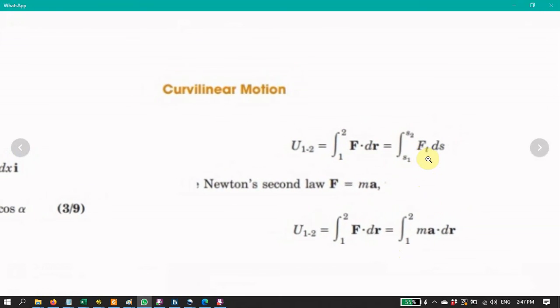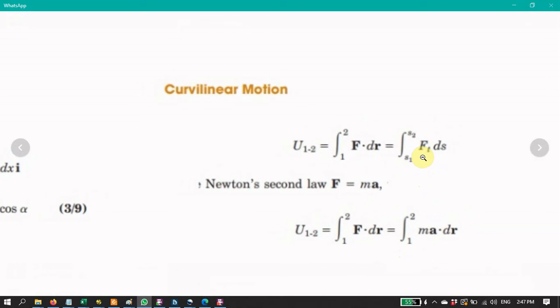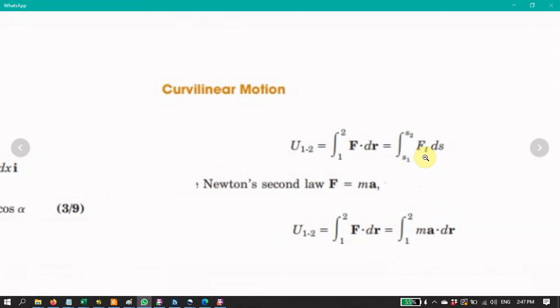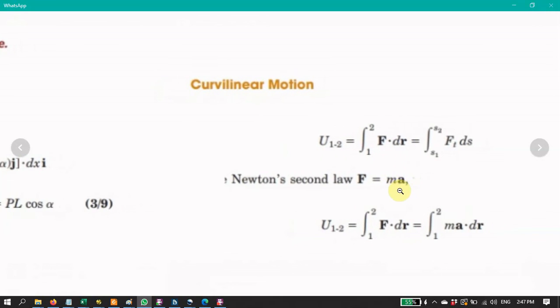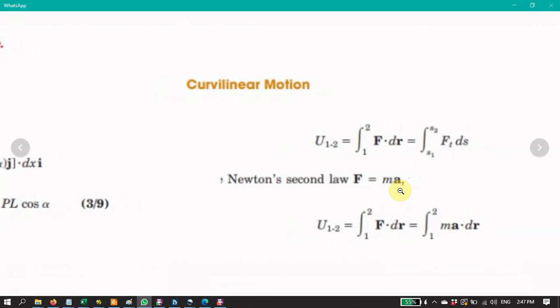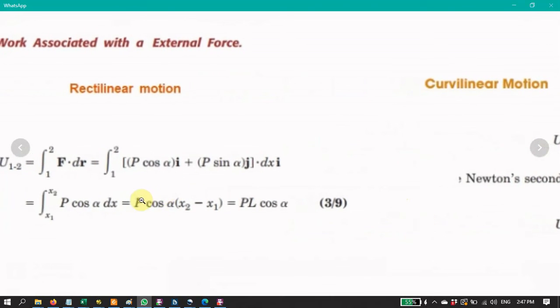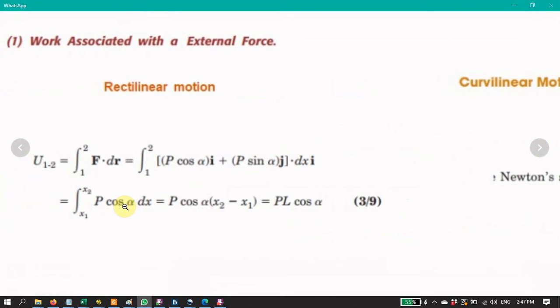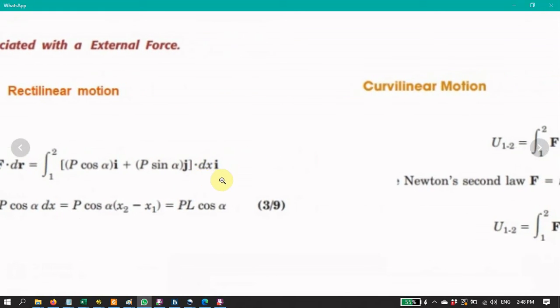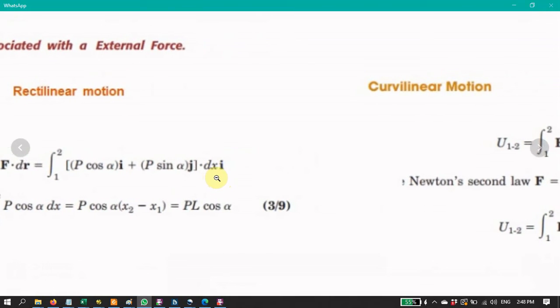In this case, if we have some knowledge about the kinematic properties, for example accelerations, then we can evaluate the work associated with the external force. And in this case, we need to know about the acceleration vectors. Similarly, you can apply it to the rectilinear motion if you know x double dot, the acceleration in the x direction, so we can apply that equation to the rectilinear motion.